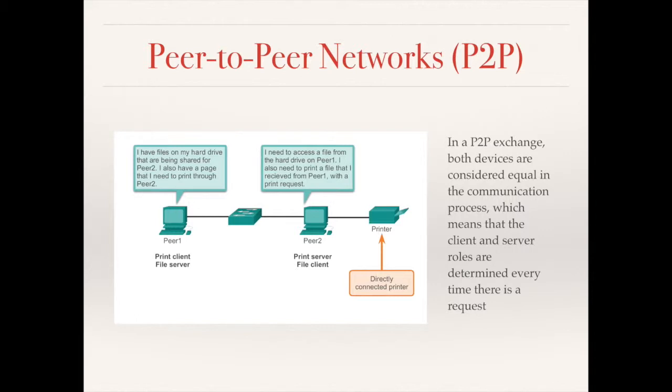Let's take, for example, the picture. Peer 2 is the print server, because it has the printer connected to it, and Peer 1 wants to print, so it sends the request to Peer 2. On the other hand, Peer 1 is the file server. So Peer 2 wants a file that is stored in Peer 1, so it asks for it, and Peer 1 acts as the server and Peer 2 as a client.